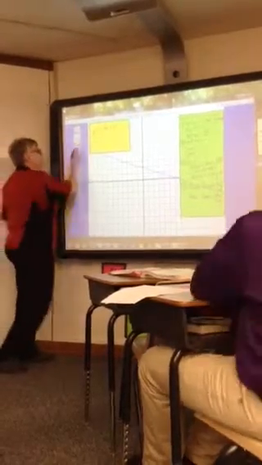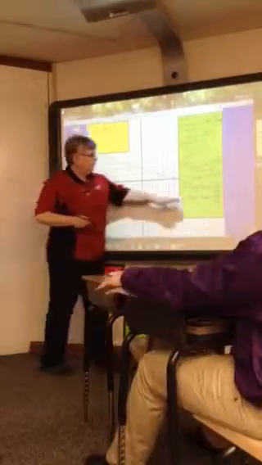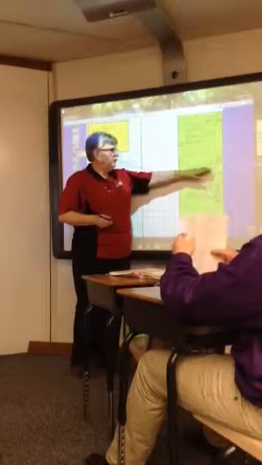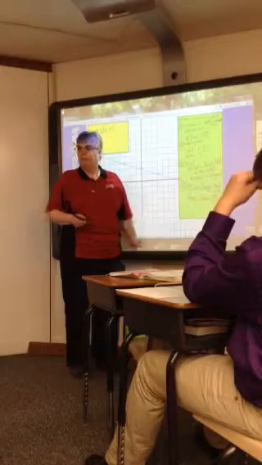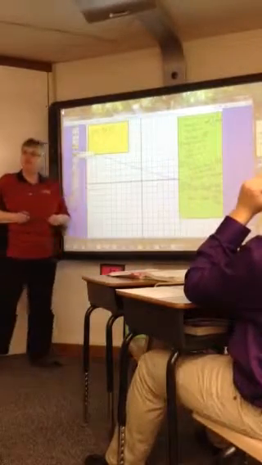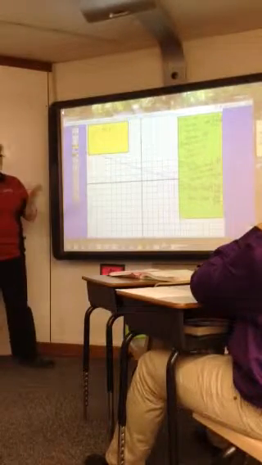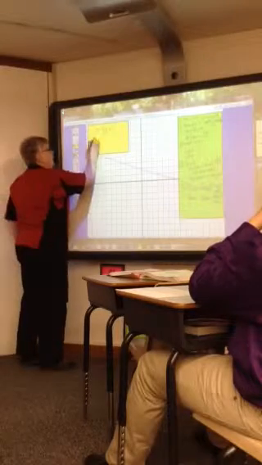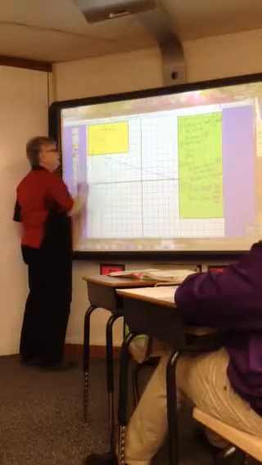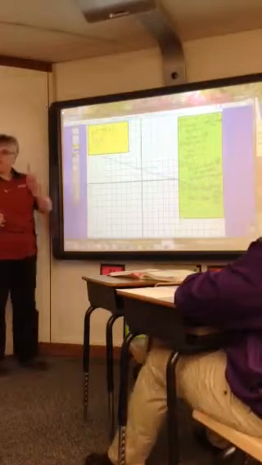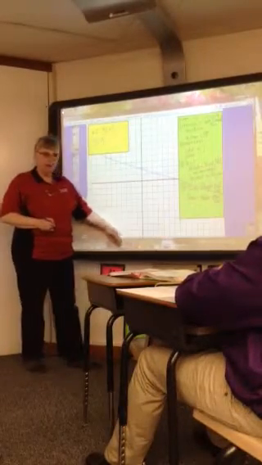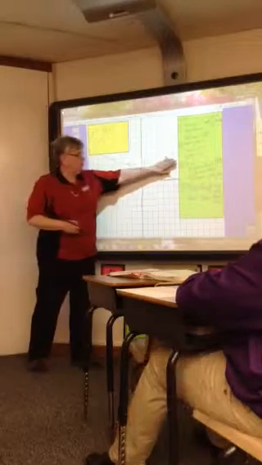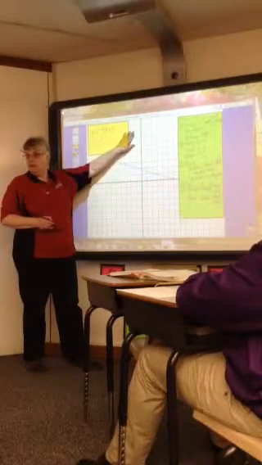Now, we need to test the point. Remember, when you pick a point, it cannot be on the edge. What's the easiest point we could use that's not on that edge? 0, 0. So I'm going to use that as my test. If it is true, I'm going to shade all down here. If it is false, I'm going to shade up here. You got the idea of how it works?